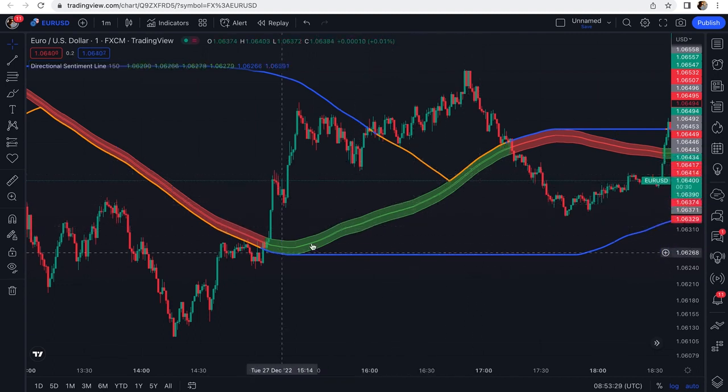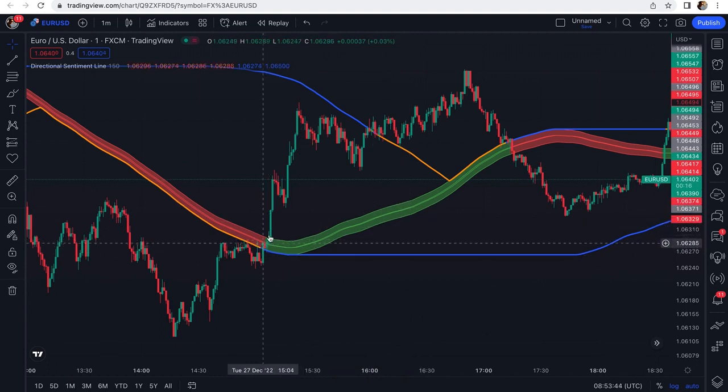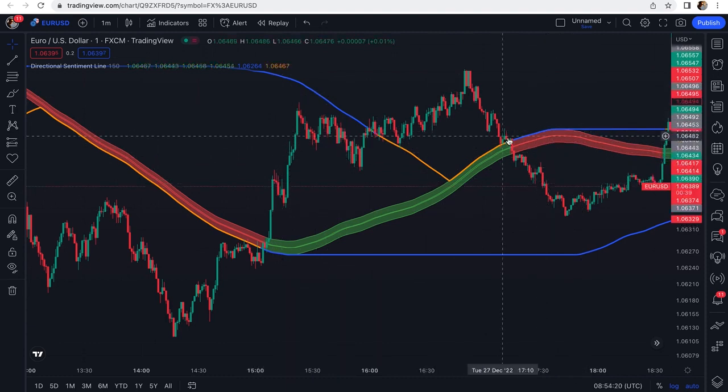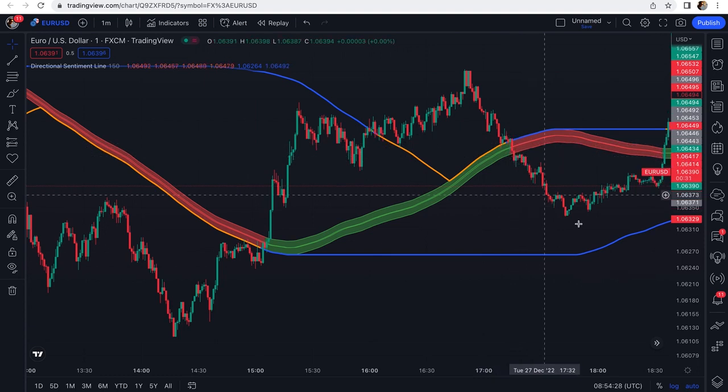When this ribbon or band is green, which is when the price enters into it or goes above that, it shows that the market is in an uptrend. And when it's red, which is actually when the price enters into it or goes below it, it shows the market is in a downtrend.